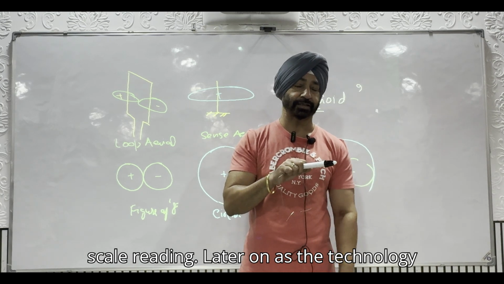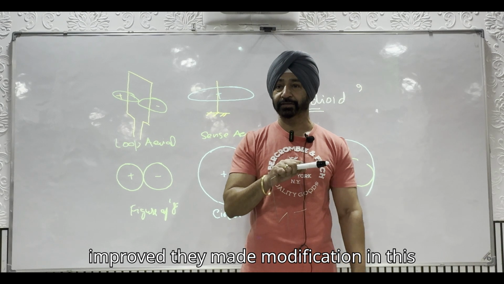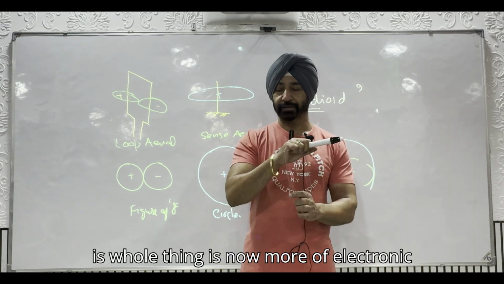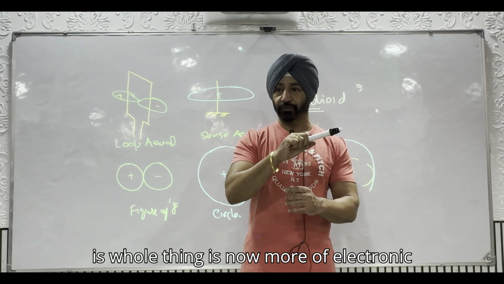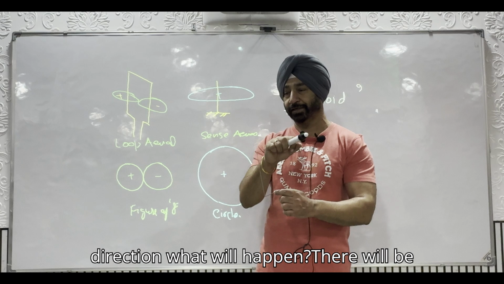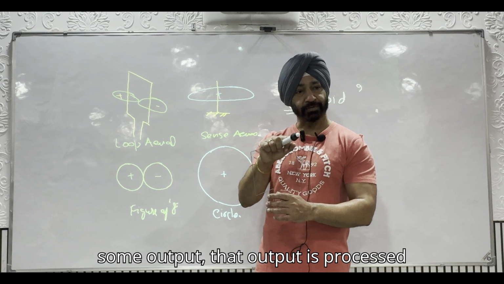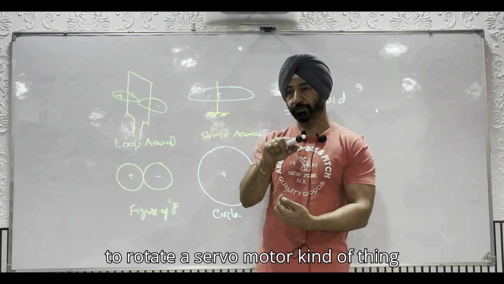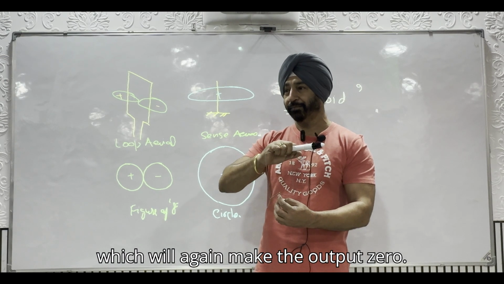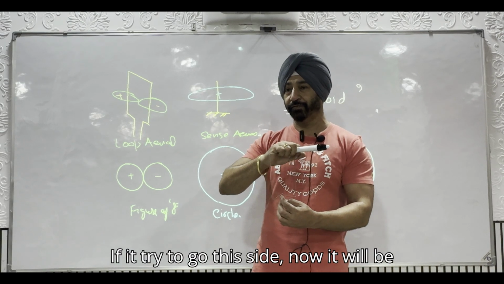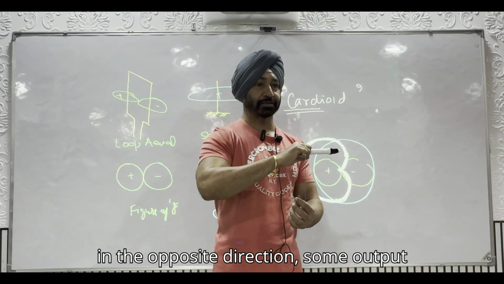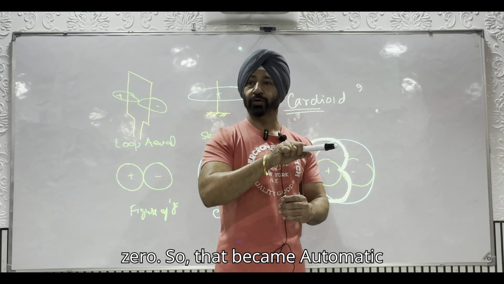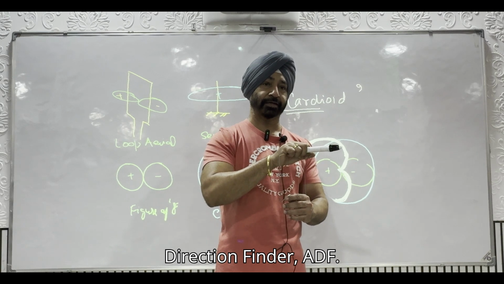Later on, as the technology improved, they made modifications in this, and it became the automatic direction finder. The whole thing is now more of an electronic kind of thing. The moment you move in one direction, what will happen? There will be some output. That output is processed to rotate a servo motor kind of thing, which will again make the output 0. If it tries to go this side, now it will be in the opposite direction. Some output will be there, again it will make it 0. So that became the automatic direction finder, ADF.